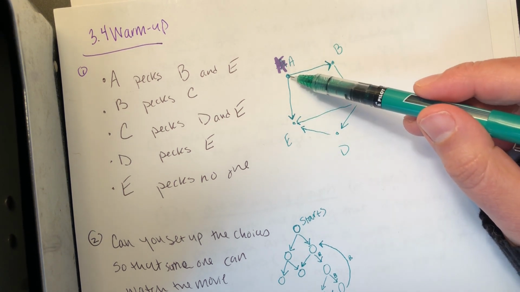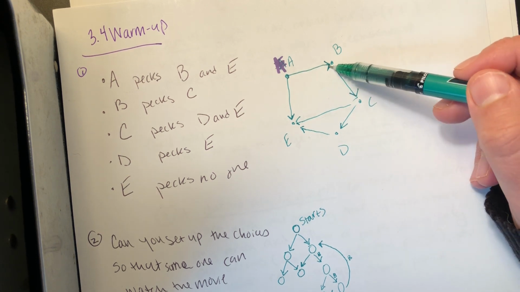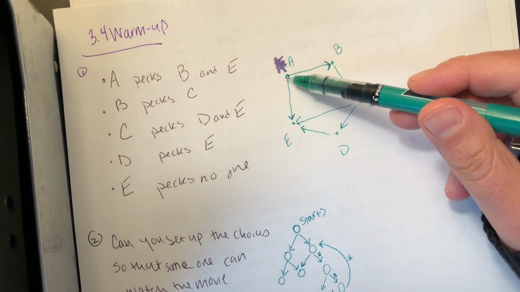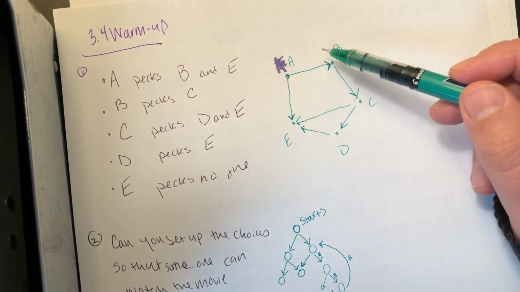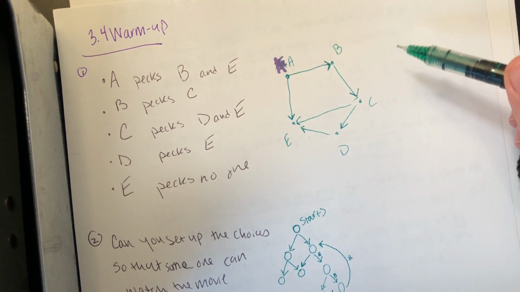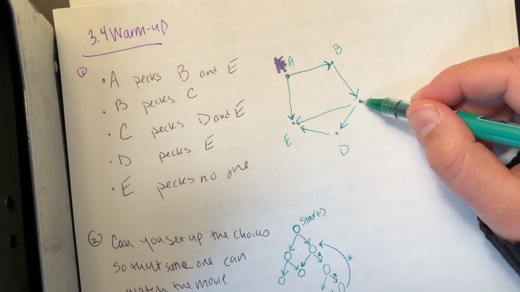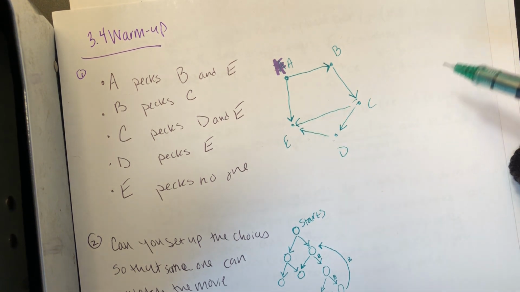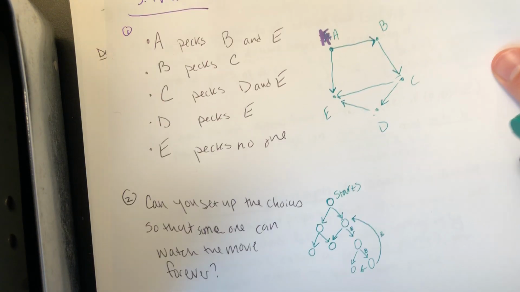Because no one would be in charge if A pecks B and B pecks C and somehow it comes back to A again, right? So this is an example of a directed acyclic graph. You can't start at any one vertex, follow out arrows, and come back to that starting point, okay?